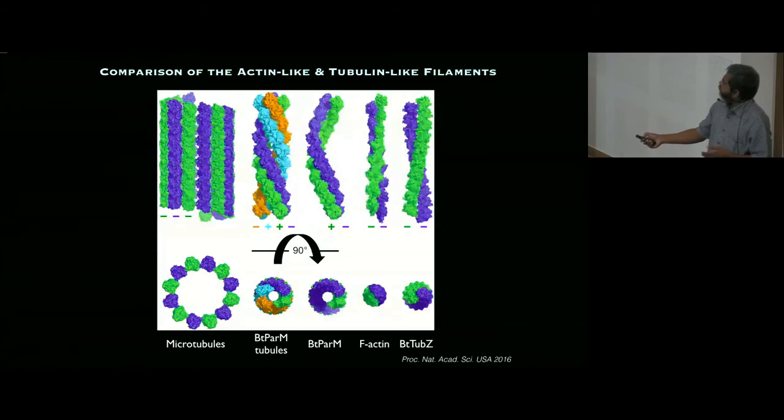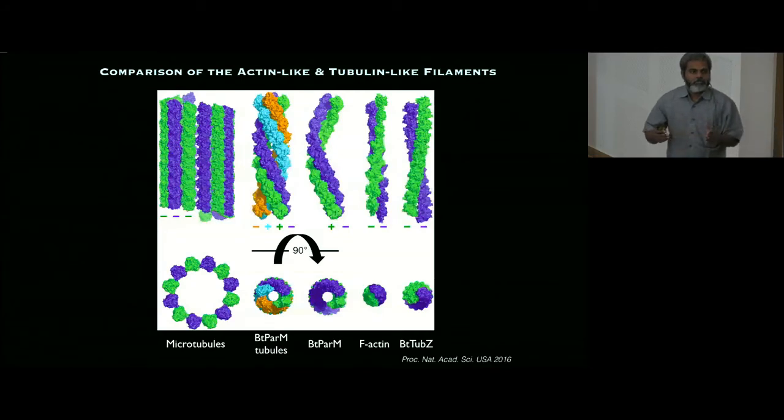And this is an actin filament, and this, without the PAR, is another TubZ protein that I showed you. That is a minus filament. So you have a lot of diversity that is actually coming from the sequence diversity or structural diversity in the bacterial cytoskeletal proteins. And how they are functionally varying is something that we still need to see.